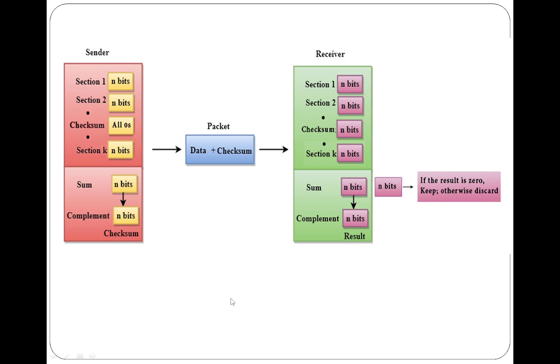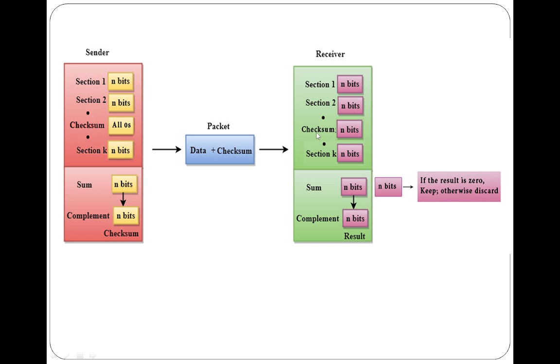Now let us see an example with a diagrammatical representation. Here we have a whole message, which is divided into a number of segments. Here section 1, section 2, these are all the segments. Now we are going to find the checksum value. We have to add the n-bit values, calculate the ones complement of the sum, and then the checksum is obtained. That checksum value will be added to the original data and then sent to the receiver.